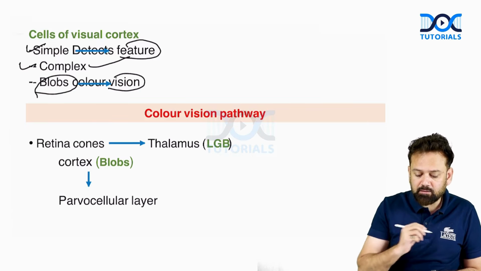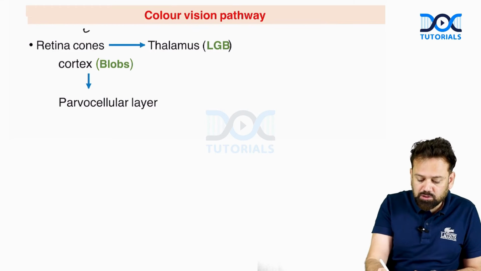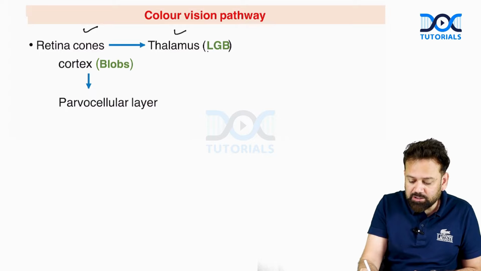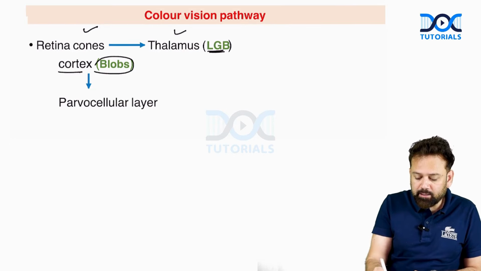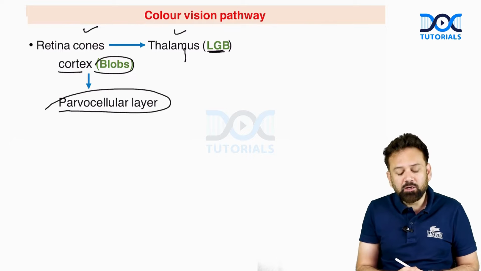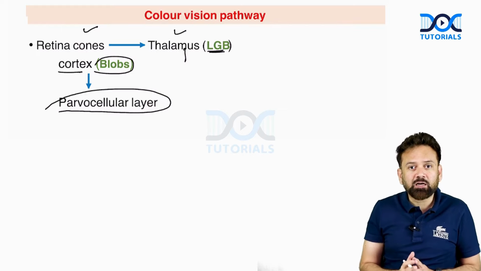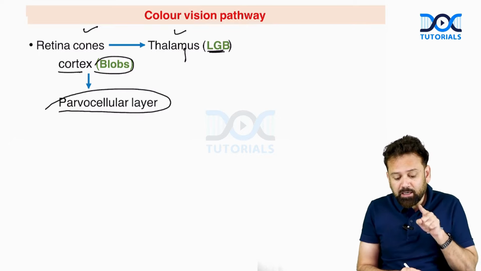Now, cells in the visual cortex: simple cells will detect features, complex cells will detect features, but blobs will detect color vision. Now, color vision pathway in the retina, who is for color? Cones. In the thalamus, which layer is for color? Lateral geniculate body. Cortex, blobs. And which layer in the thalamus? Parvocellular layer. So these are different parts in the pathway concerned with color vision: cones, parvocellular, and blobs.